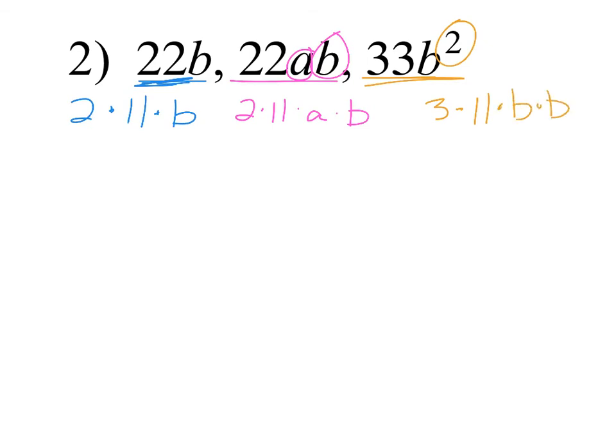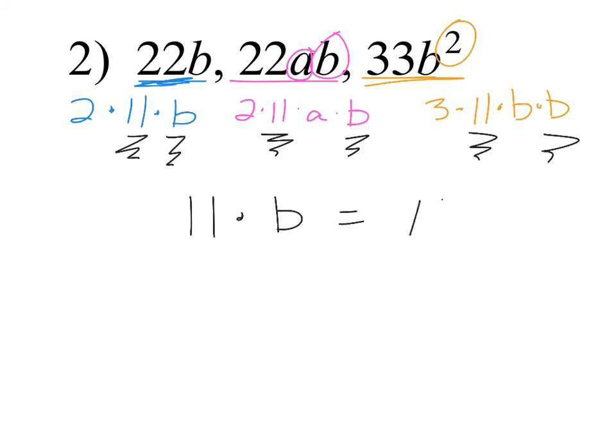So now let's look and see what they have in common. They all have an 11. And they all have a b in common, and it looks like that's it, right? So 11 times b is going to be 11b.